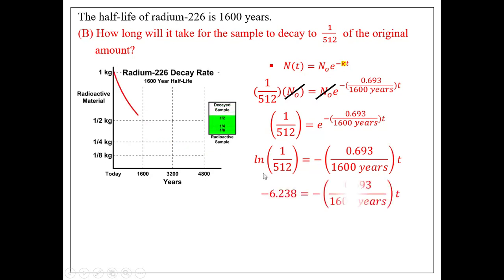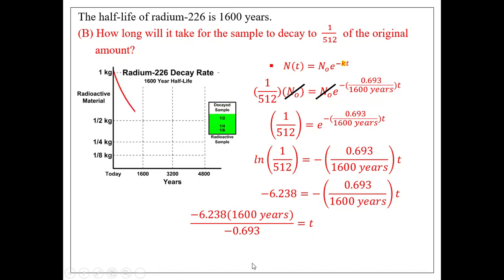On your calculator, you can simplify ln of 1 over 512. You'll get about negative 6.238. On the right side, I kept it the same. At this point, it's up to you in terms of algebra. You can simplify this fraction and then divide both sides by this division, or I'm just going to multiply both sides by 1,600 years, and at the same time divide by 0.693. Again, it's entirely up to you how you want to simplify this statement.